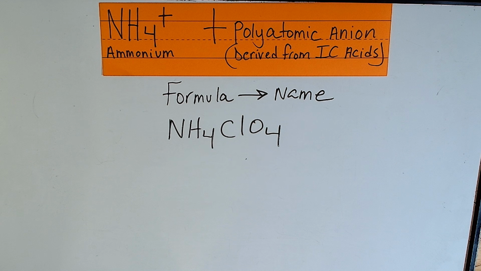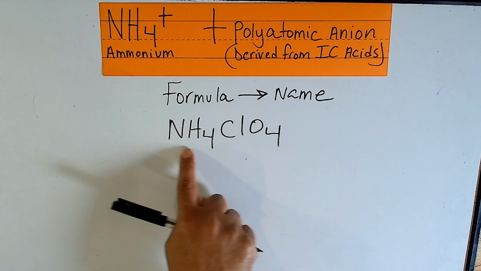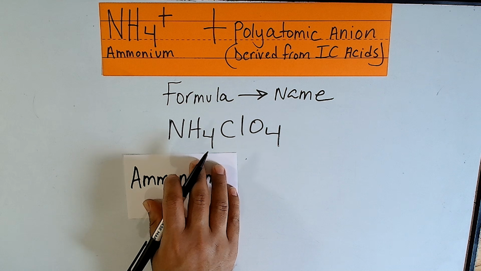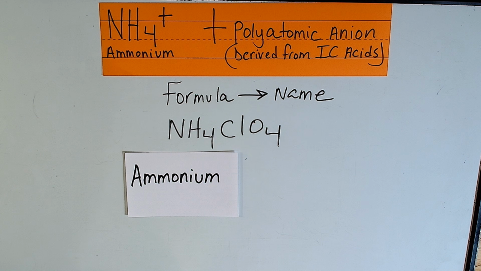Remember that all type 1 polyatomic non-acid ionic compounds that go from formula to name follow the same rules. The first step is to name the first element or polyatomic ion. This is just one of those that you have to remember. It has a fixed charge. That is ammonium. The second step is to name the second element or polyatomic anion.